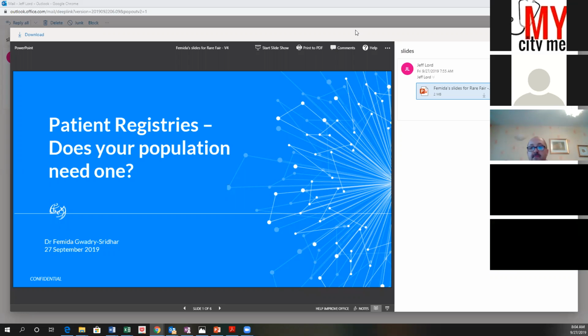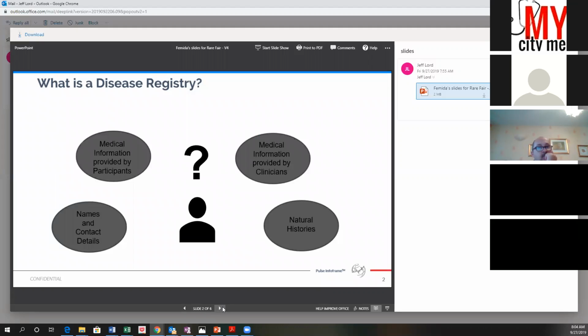So the question that I was asked to address is really around patient registries and whether or not a population actually needs one. So let's go to our next slide. I think that there's a fair bit of confusion around the word registry. But advocacy groups often hear that they need a disease registry. Pharmaceutical companies believe they need a registry. Researchers talk about needing a registry.